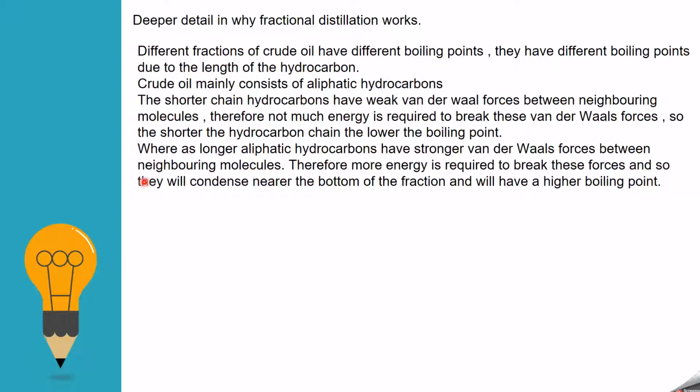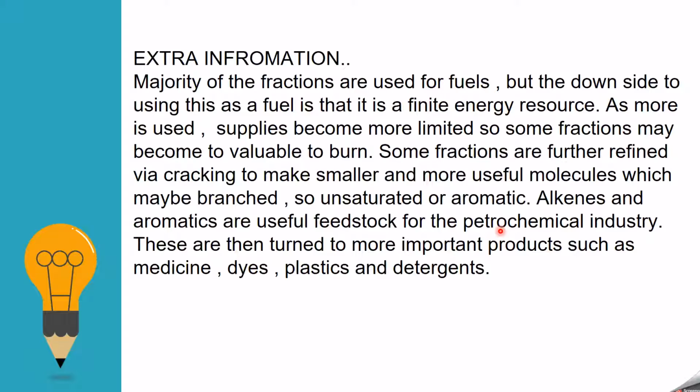As we carry on, the shorter chain hydrocarbons have weak van der Waals forces between neighboring molecules, therefore not much energy is required to break these van der Waals forces. So the shorter the hydrocarbon chain, the lower the boiling point. Whereas longer aliphatic hydrocarbons have stronger van der Waals forces between neighboring molecules, therefore more energy is required to break these forces, and so they will condense nearer the bottom of the column and will have a higher boiling point.